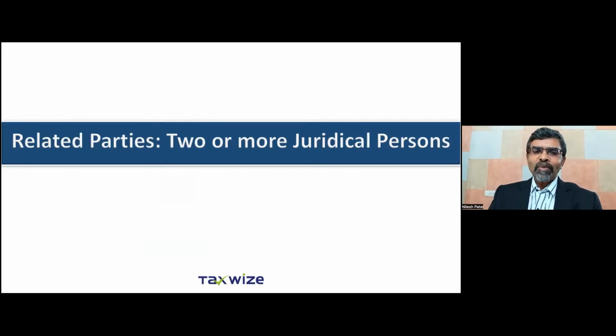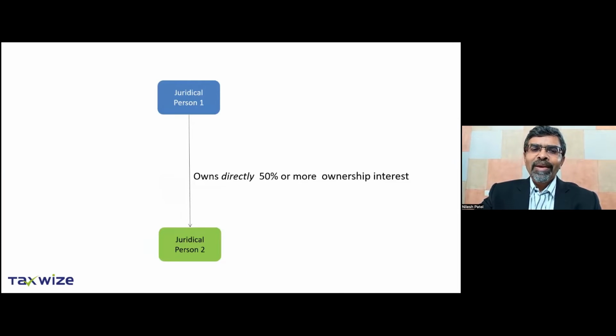Now we come to relations between two or more juridical persons. Here, one juridical person directly owns 50% or more ownership interest in another juridical person.